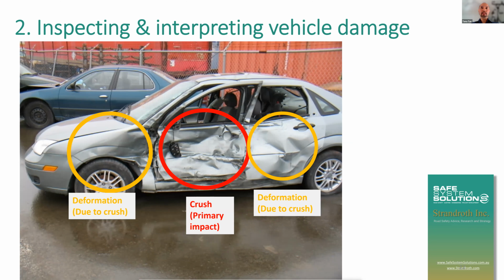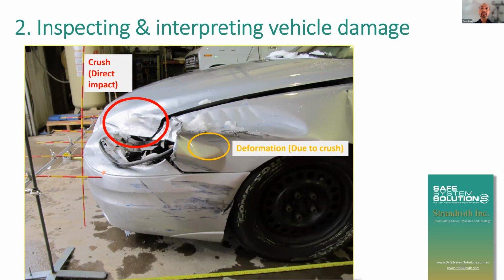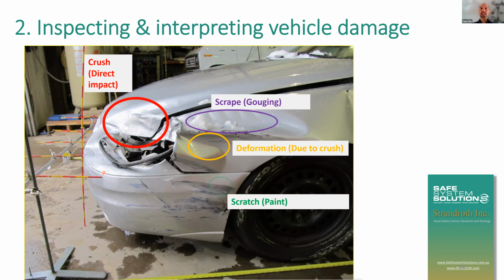Now let's revisit the first case study as well, because I'll give you a few more definitions from this. This is crush, and again, crush is due to direct impact with another vehicle. In yellow here is deformation, and this is due to the crush. Scraping, where there is a bit of gouging involved, is shown here. And this is what we call scratch, so that's basically paint being scratched off or scratched onto.